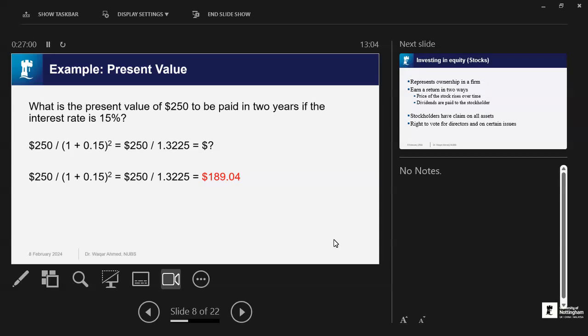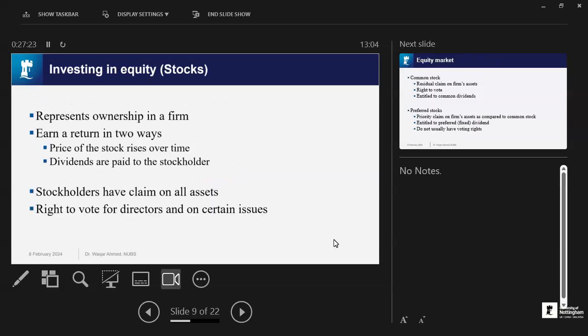I think only one person did it correctly. One person gave me the correct answer. Others must have done it correctly as well.